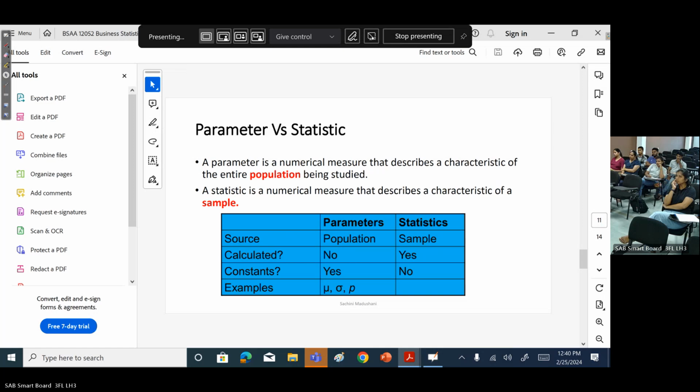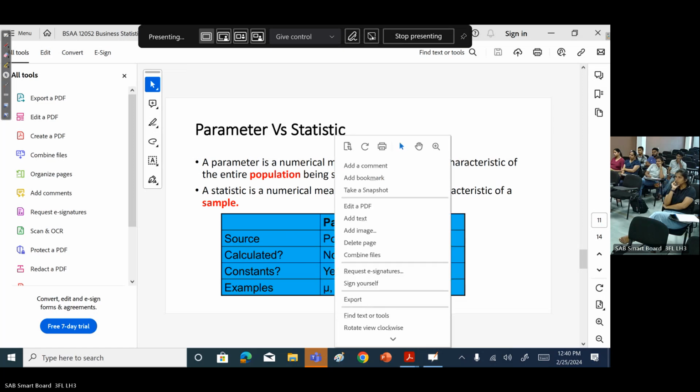Parameter. Okay, then I'm going to take the mean value for the population that we call as what? Parameter. Okay, I want to take the median value for the population that we call as what? Parameter. Okay, the characteristic of the population we call as parameter.